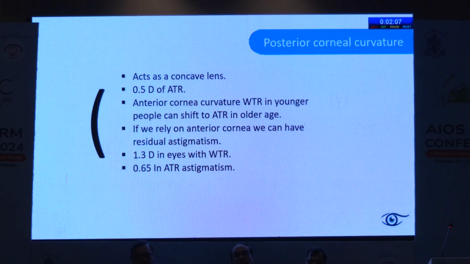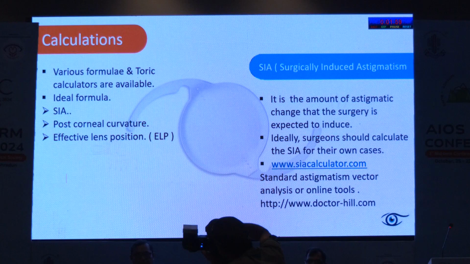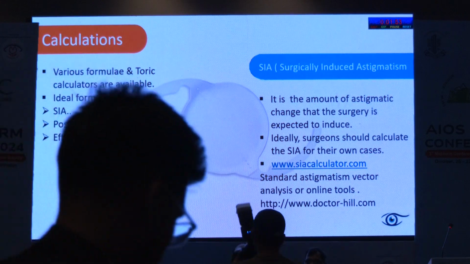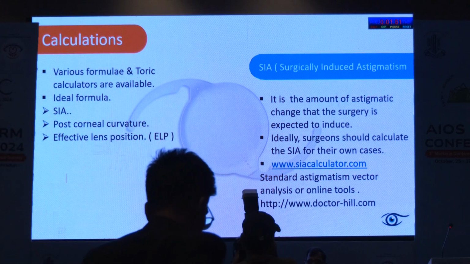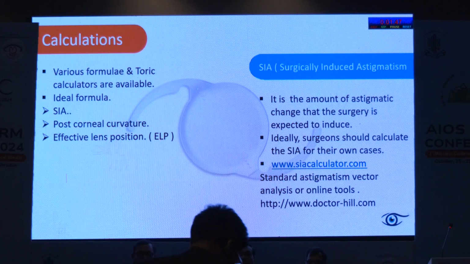We can have an increase in with-the-rule astigmatism and a decrease in against-the-rule astigmatism. So both anterior and posterior cornea measurements nowadays can be done in most of the latest biometers, and these ideal formulas will include the SIA, the posterior corneal curvature, and the effective lens position.